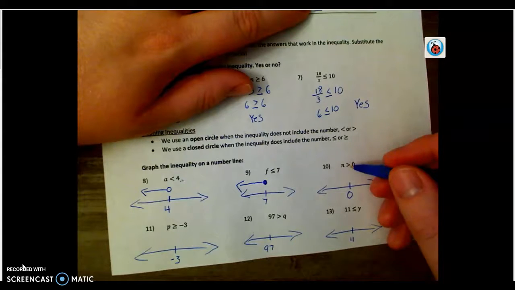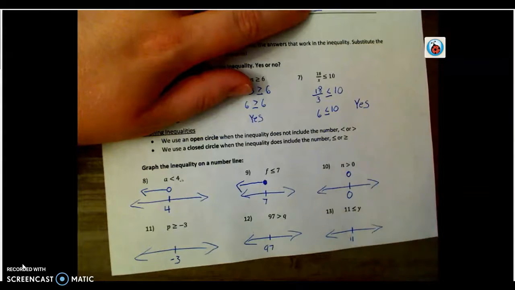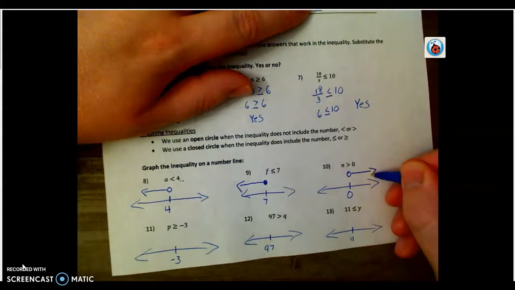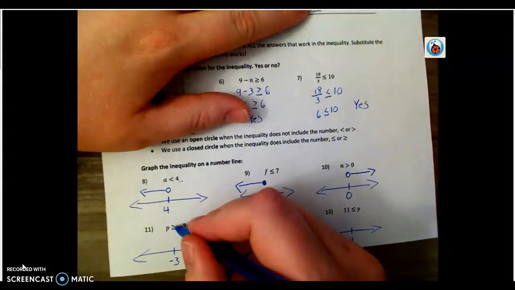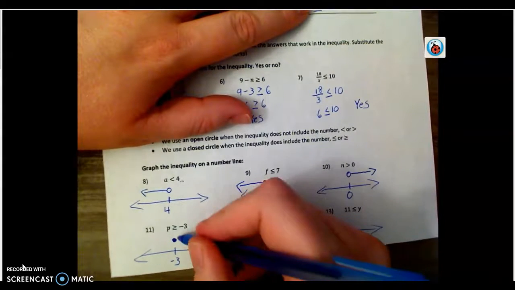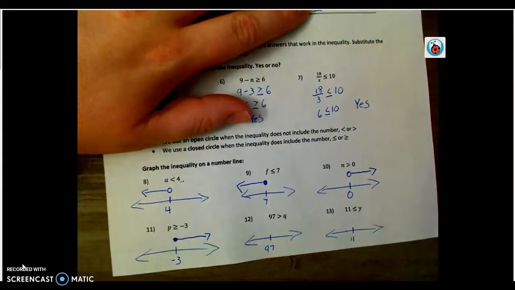Number 10, we have n is greater than 0. 0 is not an answer, so we use an open circle, and it's all our answers greater than 0, so everything to the right. Number 11, p is greater than or equal to -3, so we use a closed circle at -3. It's everything greater than -3, so it's everything to the right.